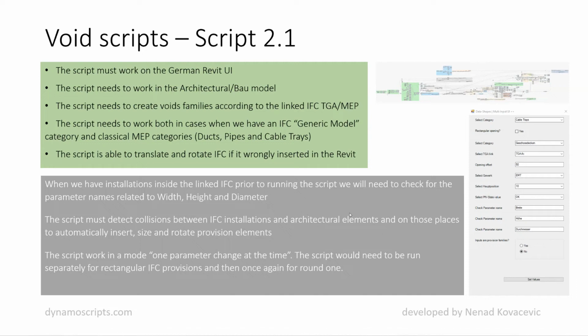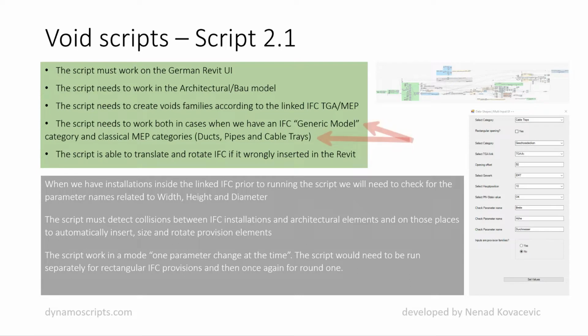And like previously, let's just cross-check those clients' requirements. Scripts need to work in the German Revit user interface. This in particular, script 2.1, needs to work in the architectural Baum model. As I told you, it needs to work with TGA or MEP IFC files.